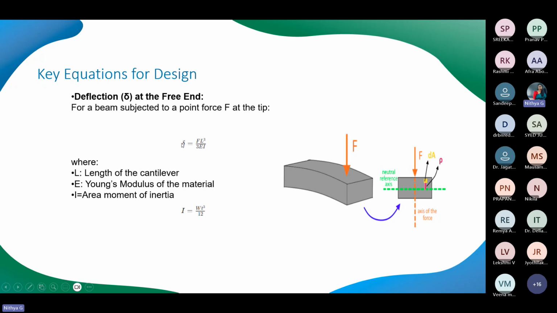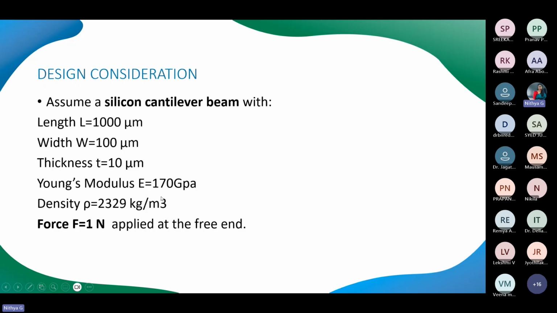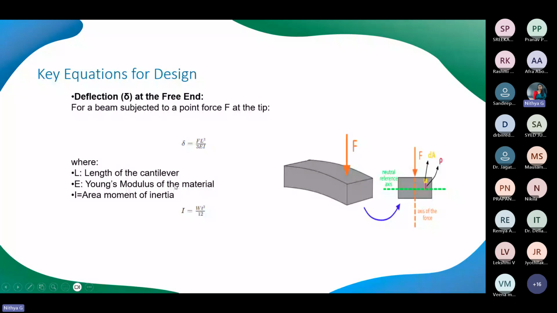Delta, the maximum deflection a cantilever beam can take, is given as F L cube divided by 3 E I. F is the force applied at the point. L is the length of the cantilever beam. F L cube is the numerator, divided by 3 into E, the Young's modulus. Depending on the material, we will know what is the Young's modulus of that particular material.